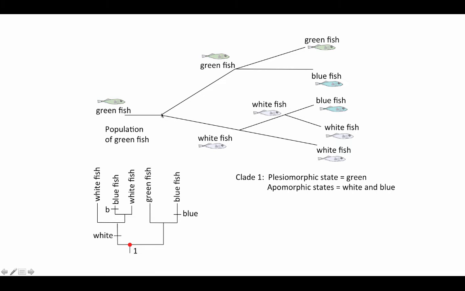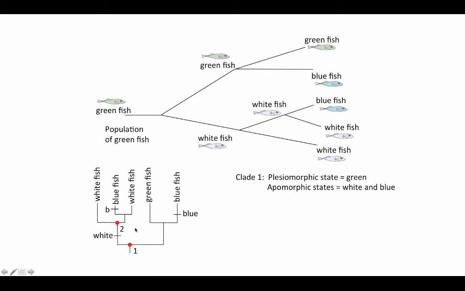White happened somewhere along this line. So that's an apomorphic state within this clade. There was an evolutionary event that happened within this clade. The entire clade that we're referring to, defined by node 1. And blue is an evolutionary event that happened twice within this clade. So white and blue are both apomorphic states with respect to clade 1.